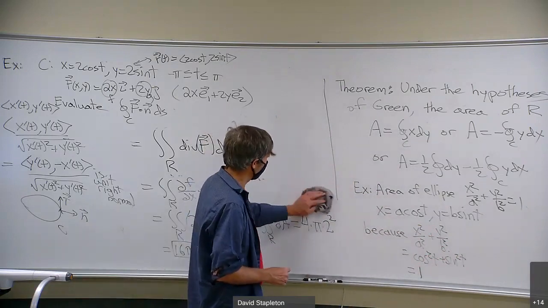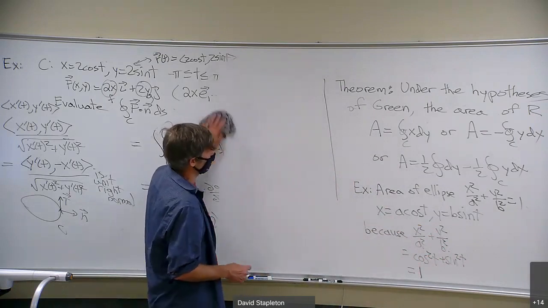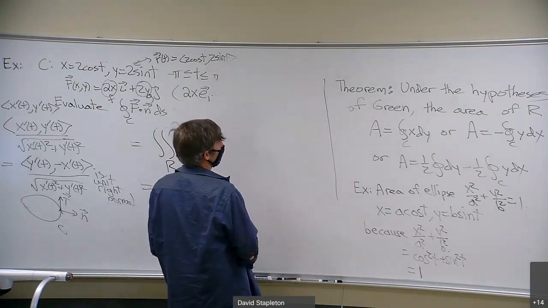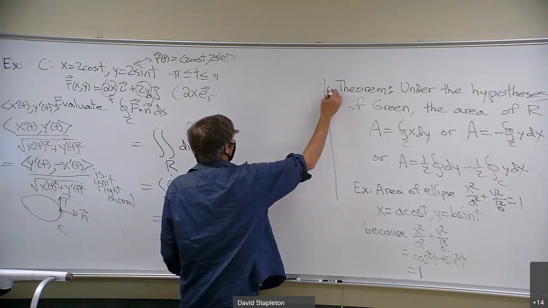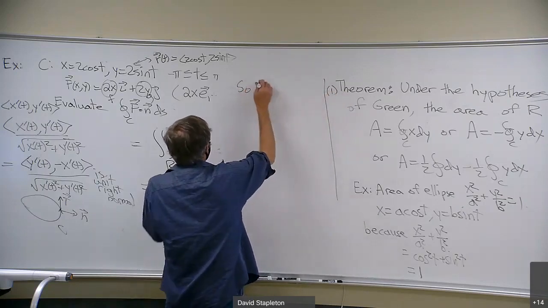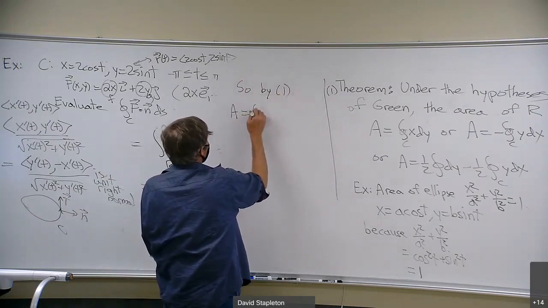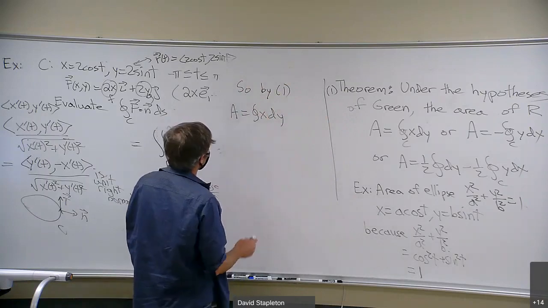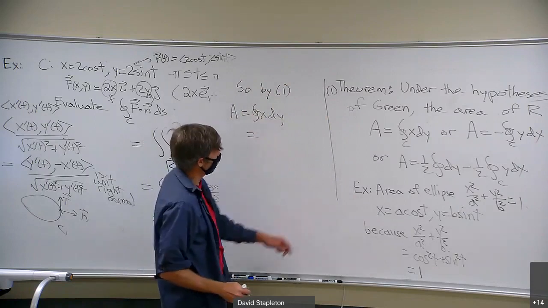That's the way you can parameterize an ellipse nicely: a cosine t and b sine t. Now, once I have a parameterization, I can evaluate by the theorem here. Call it 1. So by 1, the area of the ellipse is the integral of x dy. Let's just use that form. That's x, and x is a cosine t.